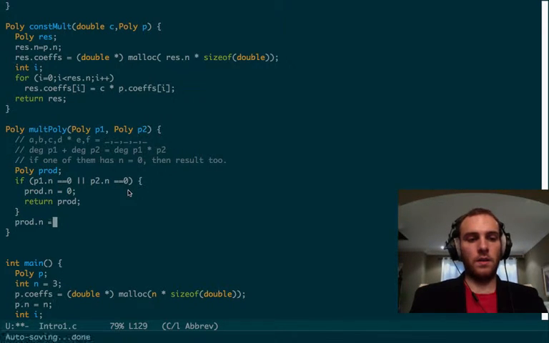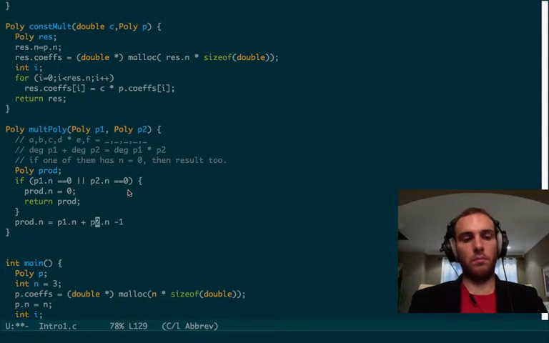Okay, otherwise prod.n equals p1.n plus p2.n. You have to minus 1 because n is 1 more than the degree. So if you want n for this, it's 1 more than the degree, but here you add 1 twice, so you need to only add it once, and that's why you have to subtract by 1.